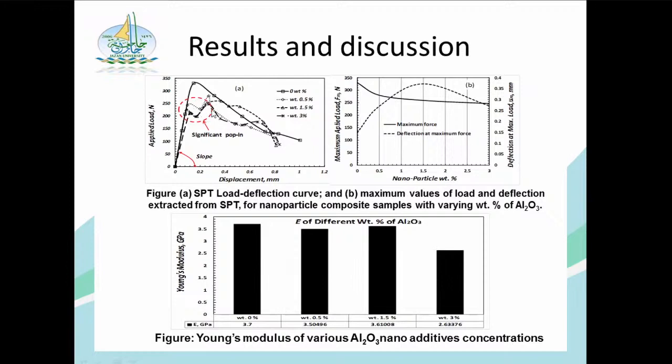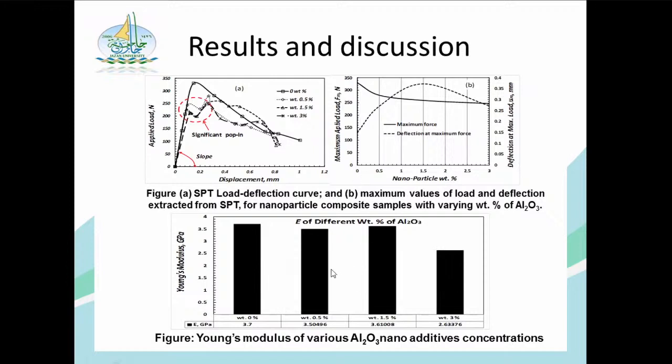However, there are some significant pop-ins that we have here for all the composites that had a reinforcement. The other figure, on the right, shows the maximum applied load for the different nanoparticles. We calculated the deflection at the maximum force, which we get from the slope here, and we can tell that increasing the amount of nanoparticle reinforcement leads to an increase in the stiffness.